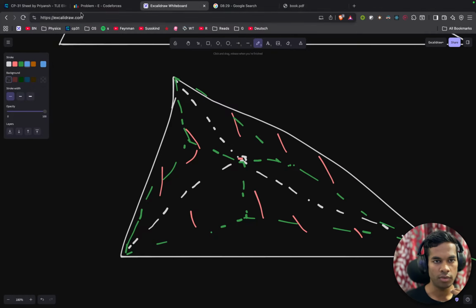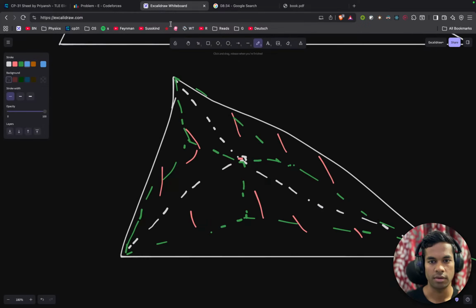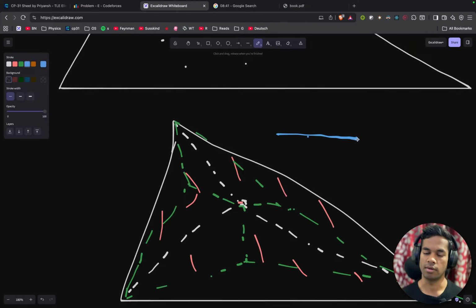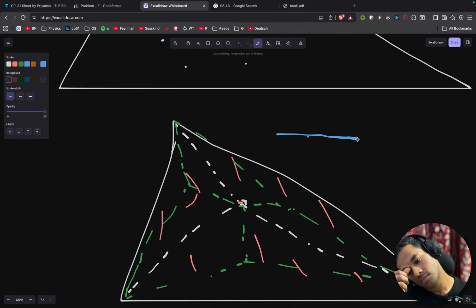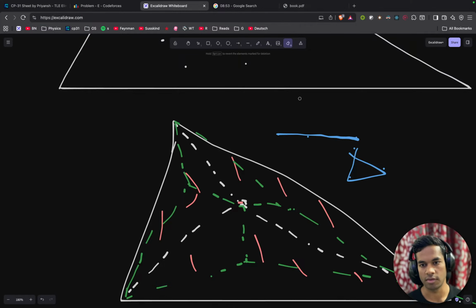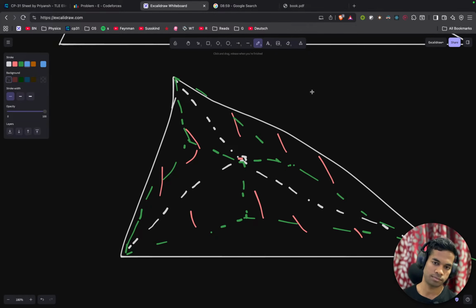And what do we do with the fact that no 3 points are collinear? We do not have points like this, 3 points which are on the same line, which just means that every choice of 3 points is a triangle. I think that is the only thing it means. Every choice of 3 points is a triangle. Okay.